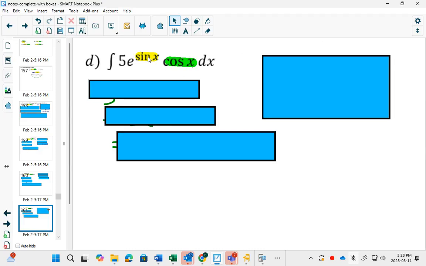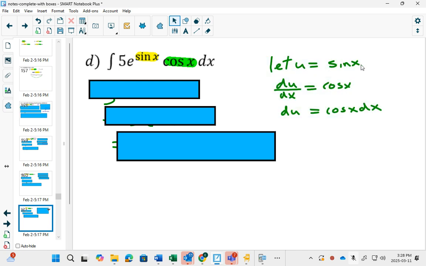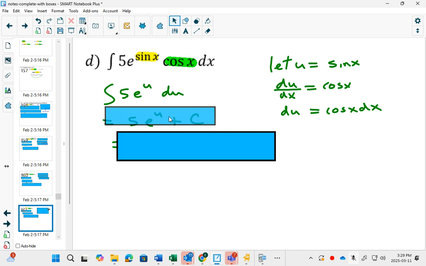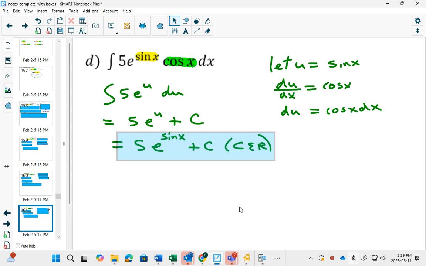And here's D. So the derivative of sine is cos, and the derivative of cos is negative sine, so which one should you make u? Do you see that sine is inside the function e? That's what's telling you should let u equal sine x. du dx is cos x. Things match up nicely to be this. The derivative is that. And we can substitute that.